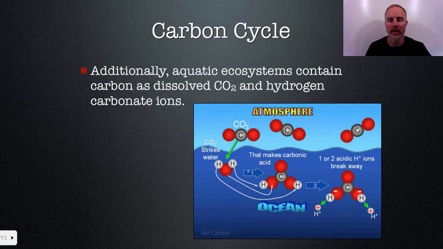Okay. So we said that aquatic ecosystems can take up carbon in the form of dissolved carbon dioxide, and I think we looked at this picture in class, and we're just kind of discussing how carbonic acid is formed in the oceans, and that can contribute to some of the acidification of the ocean.